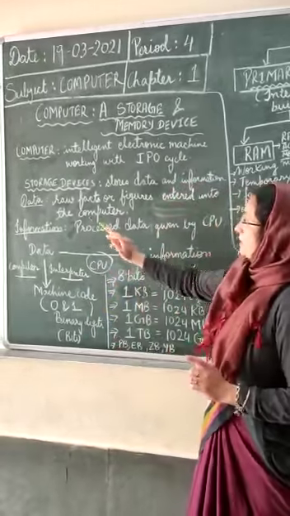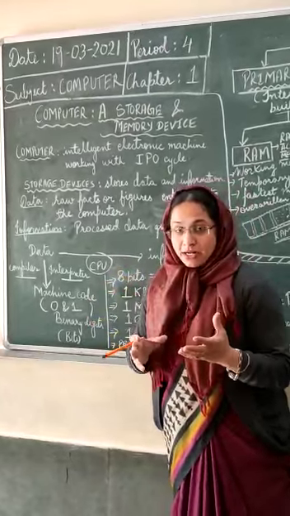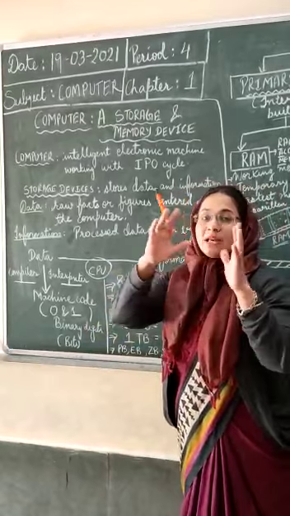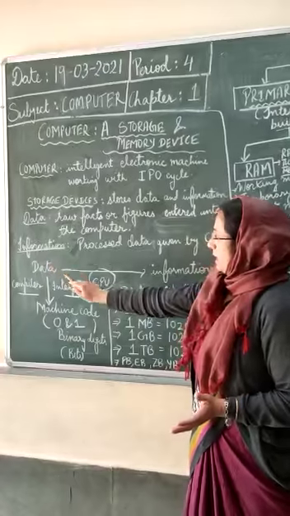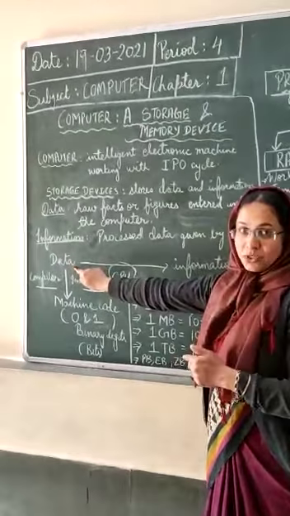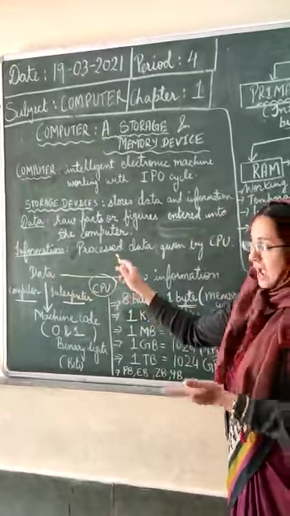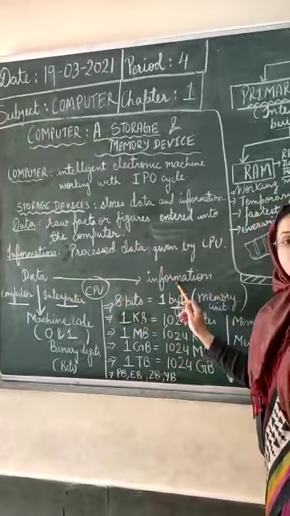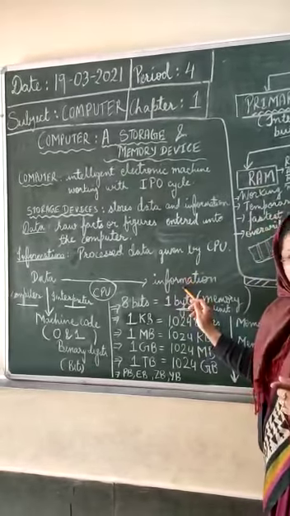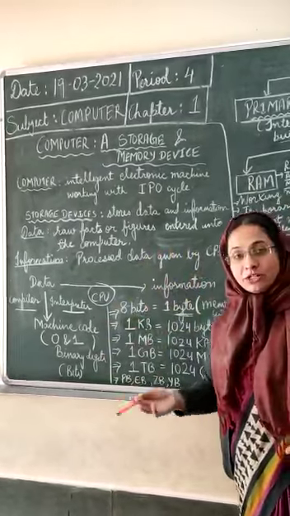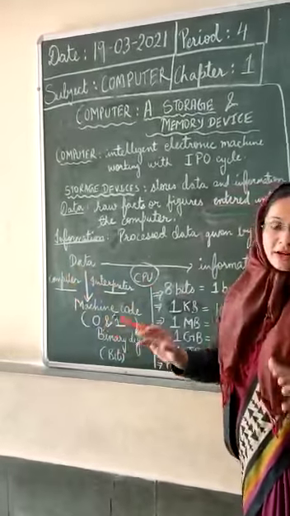Right children? Now when the computer works on it, that is, the CPU of the computer works on it, then we get processed data which is called information. So data is entered by the user, by us, into the computer, which is worked on by the CPU and gets converted into information which is meaningful, organized and understandable, which you see on your monitor screen.